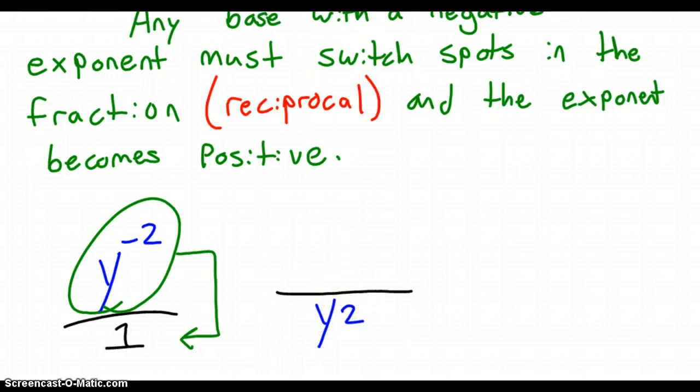And keep in mind, anytime we do not have something in our numerator, there is just a 1 there. Okay? So negative exponents tell me to take my base that has that negative exponent, switch its spots in the fraction, and turn it positive. Okay? So let's look at a couple more of these examples here too.